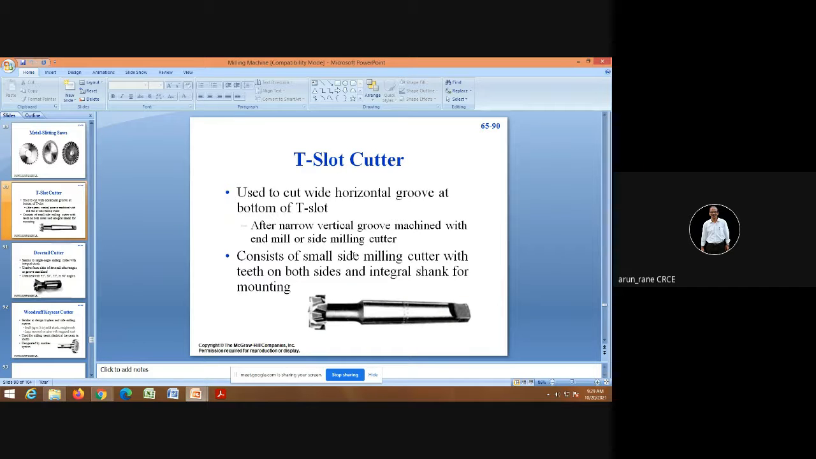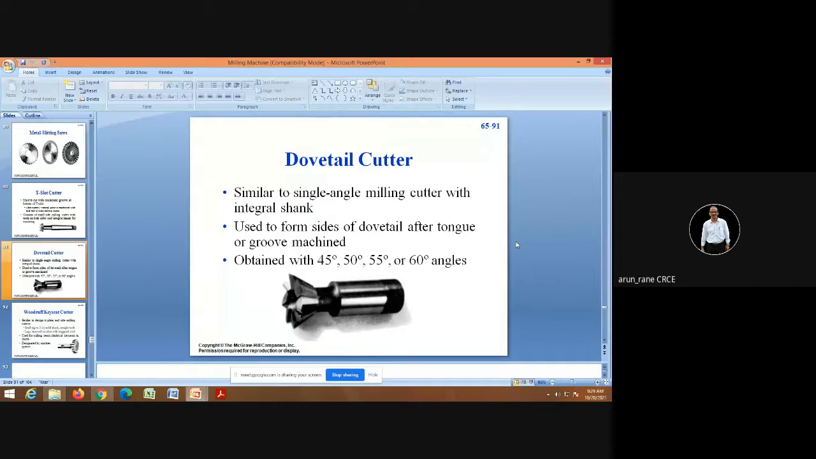T slot cutter: you must have seen on the tables, there are T slots cut. On the table there are T slots cut. So for cutting those T slots, these T slot cutters are used. A T slot will look like the English letter T. And these T slots are generally on the tables.